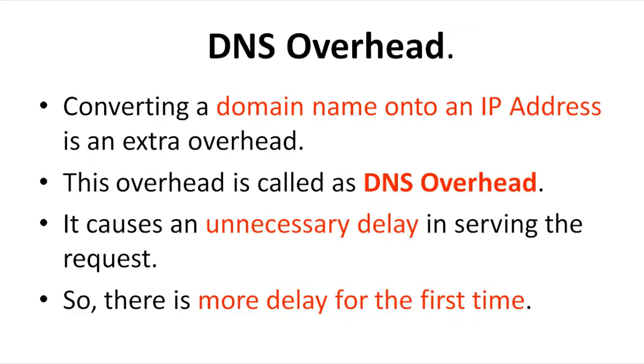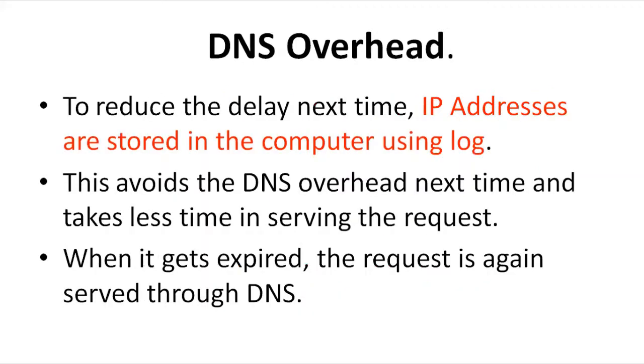It causes unnecessary delay in serving the request. So there is more delay for the first time, and then to reduce the delay next time, IP addresses are stored in the computer using caches. By keeping these caches, you avoid the DNS overhead next time, so it takes less time in serving the request. When the entry expires, the request is again served by using DNS.